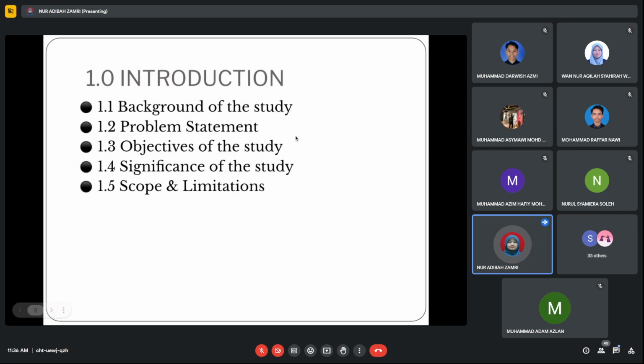Next, now let's look at the introduction part. Like this one, we have 5. I believe we have more, but we take a look at this one first. Background of the study, problem statement, objective of the study, significance of the study, scope and limitation. So remember, these are the 5 things that you need to have in the introductory section.